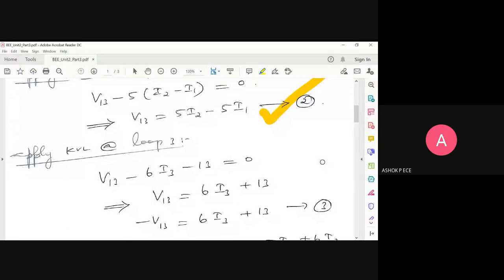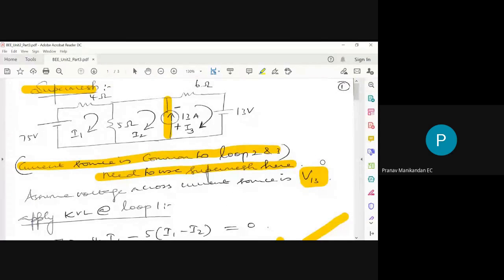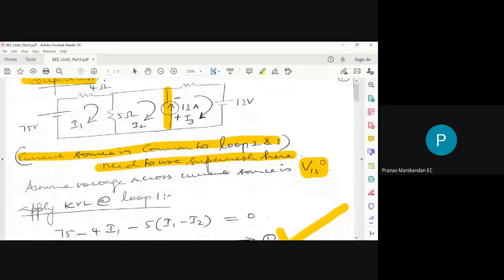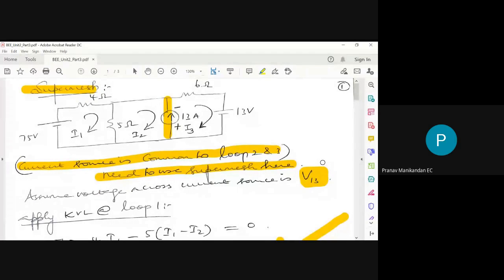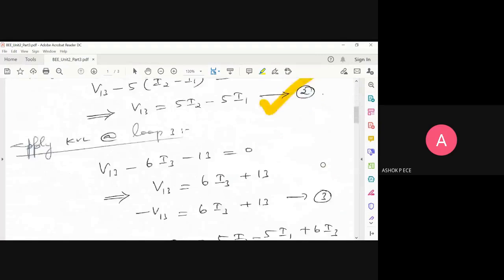Is it clear, the equation that I have written? Yes, sir. This is your equation number 3.